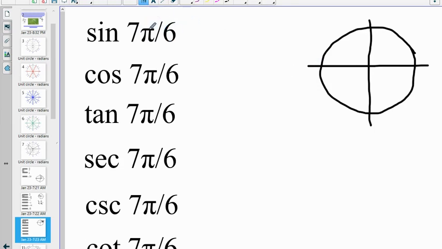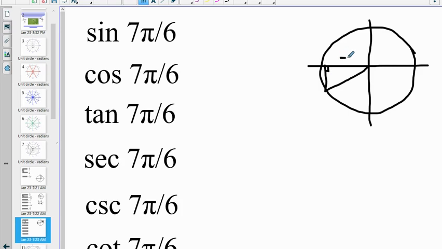A pi over 6 looks like a 30-degree angle. And so when I'm looking at 7 pi over 6, I'm going to be counting off 30-degree angles or pi over 6s, and I'm counting 7 of them. So starting at my initial side along the positive x-axis, I'm counting 1, 2, 3 pi over 6s, 4, 5, 6 pi over 6s, and 7 pi over 6 brings me just a little bit past horizontal. Looks like I've got the short, wide 30, 60, 90 triangle.